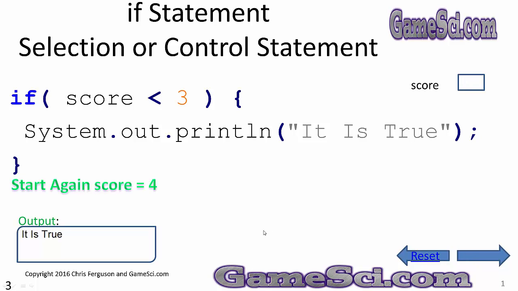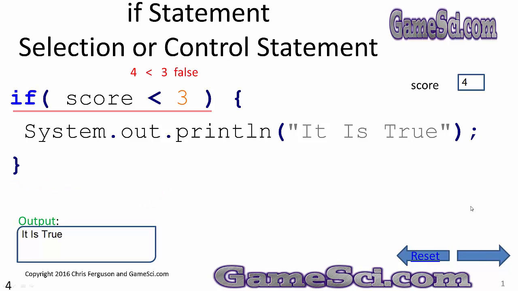Now let's run this again, but this time let's set the score to 4 before we start. You can see I've updated the value score in the variable. It is now 4. Now when we run the if statement, it's 4 less than 3, which is a false statement. When this statement is false, what's going to happen? We are going to skip past this code and continue on with the program.